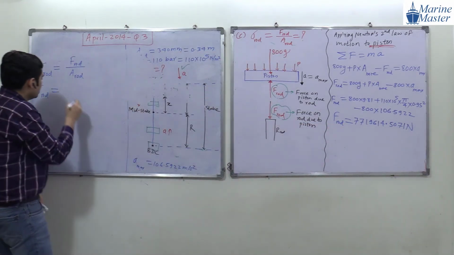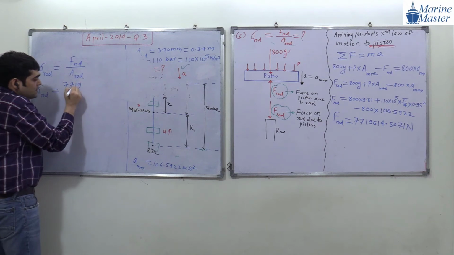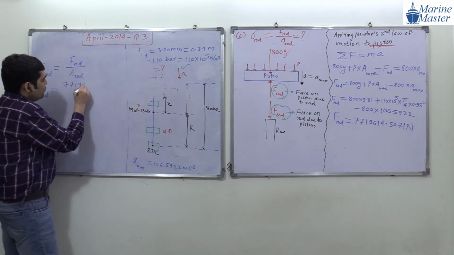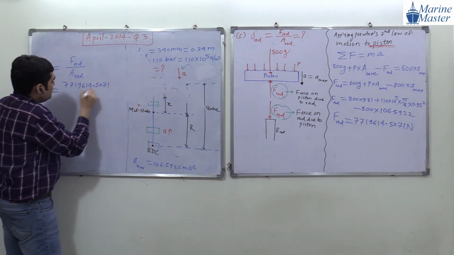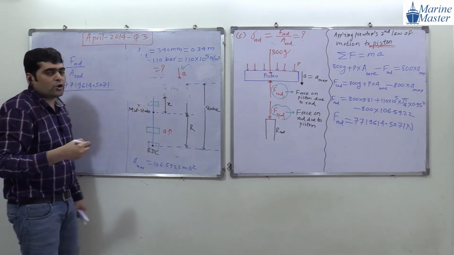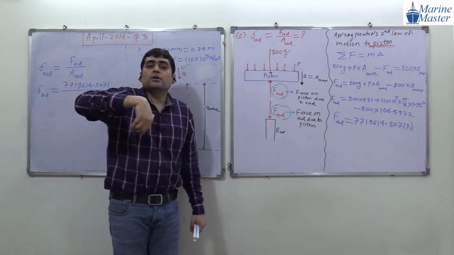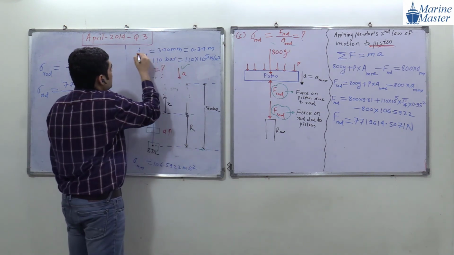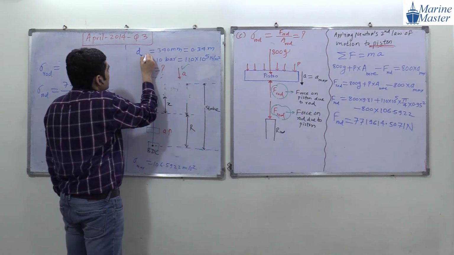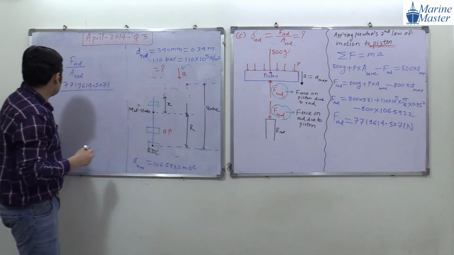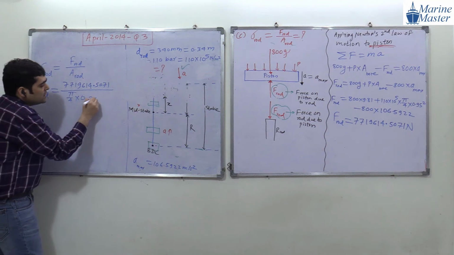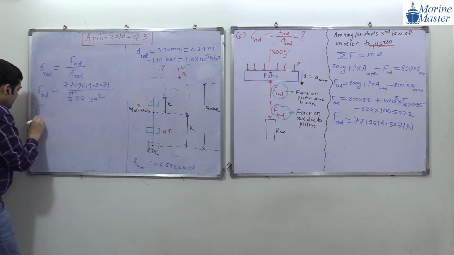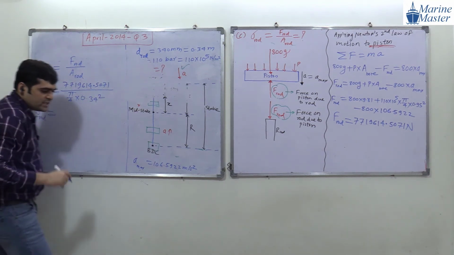Check it, guys. 7719614.5071 divided by the area of the rod. The rod is again circular. So what is the diameter of the rod given? 340 mm. So pi by 4 into 0.34 squared. Please everyone do the calculation and try to find out the stress in the rod.